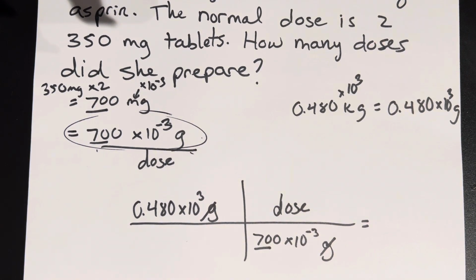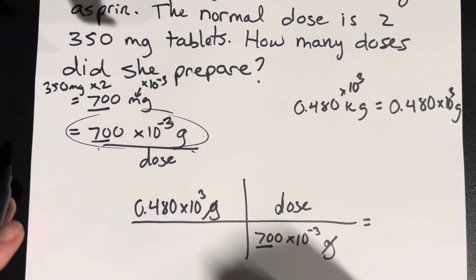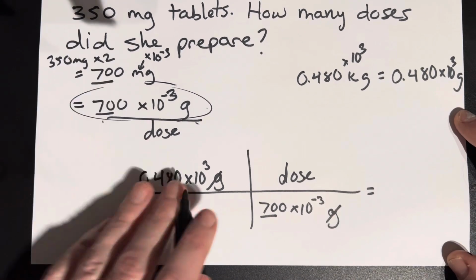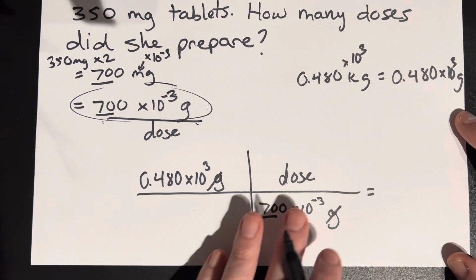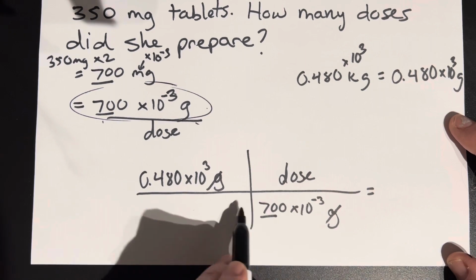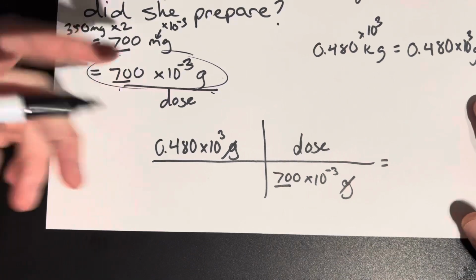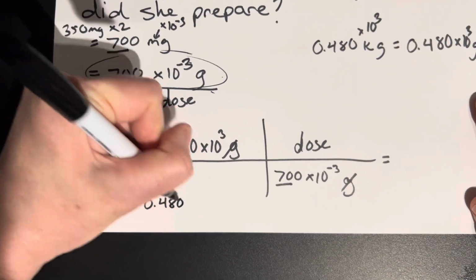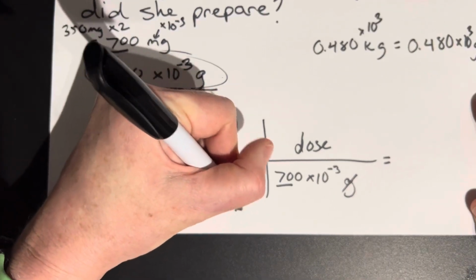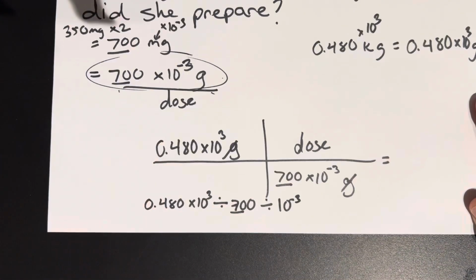Okay. There are several ways you could do this. I'm going to write it out before I do it. The way that I would do it, if you don't want to think too much through it and you want the same process every single time that works: anything on the top gets a multiplication sign, anything on the bottom gets a division sign. But you have to be careful, because you can't just divide by 700, you have to divide by 700 and divide by 10 to the negative 3rd. So let me show you how that would look in your calculator. 0.480 times 10 to the 3rd, because it's on the top, divided by 700 with 2 sig figs, divided by 10 to the negative 3rd.